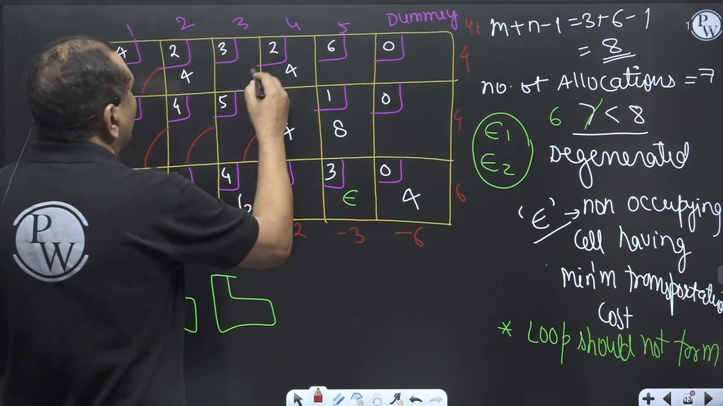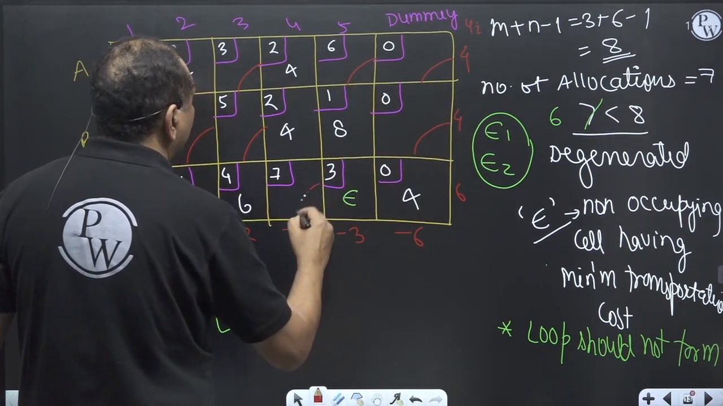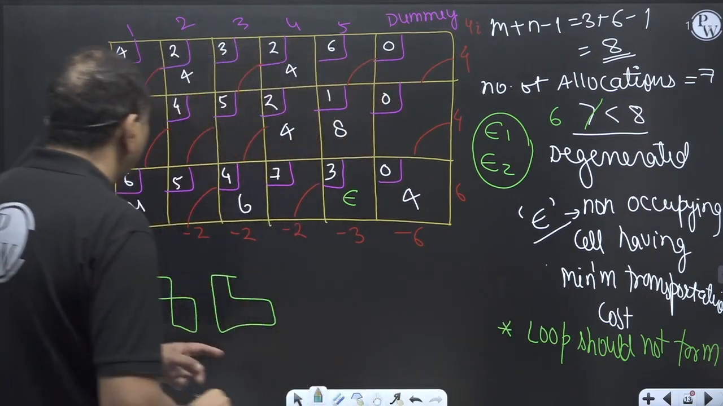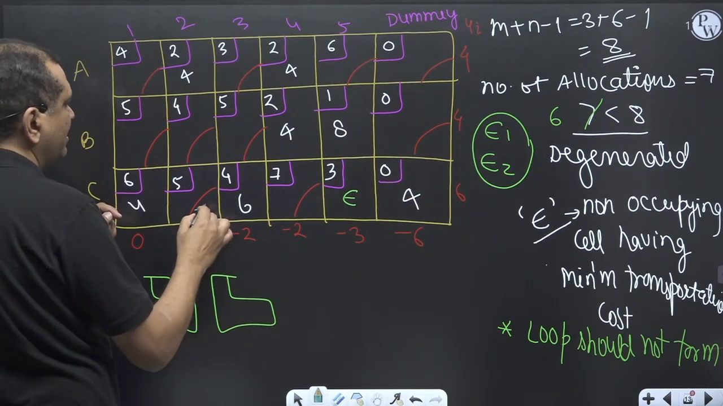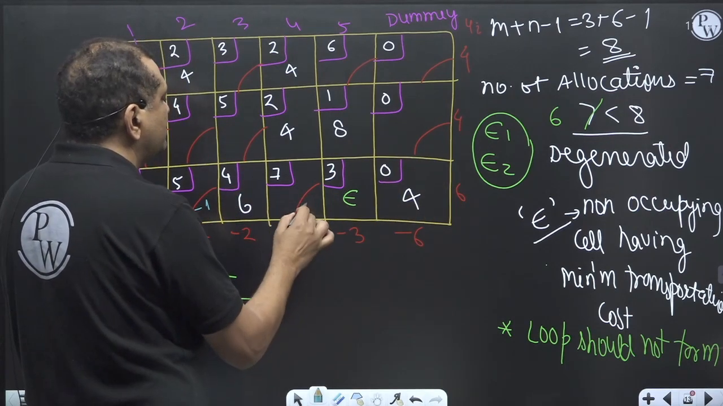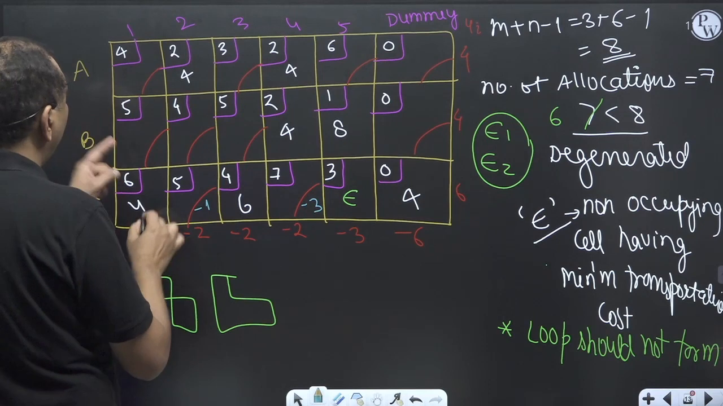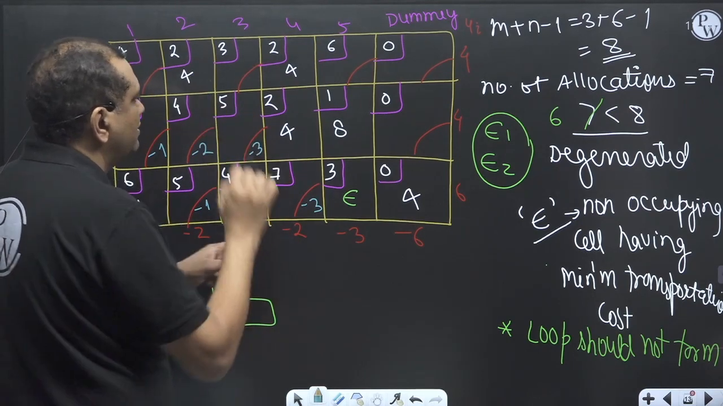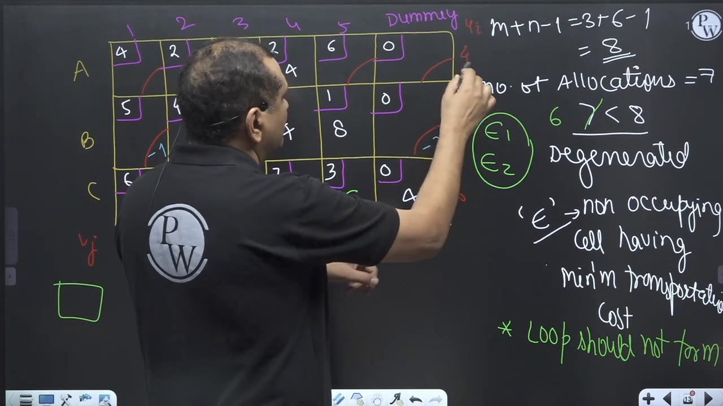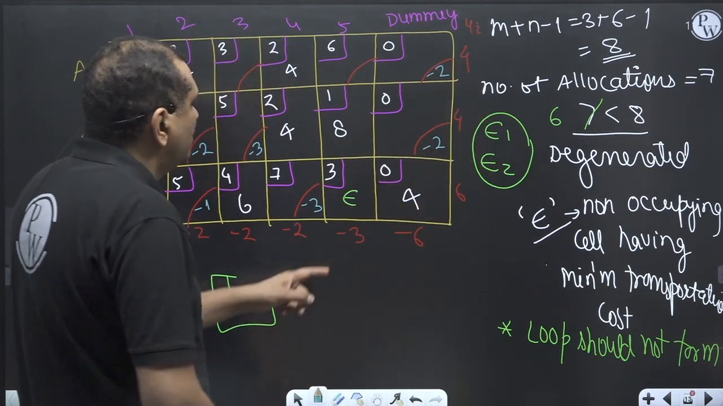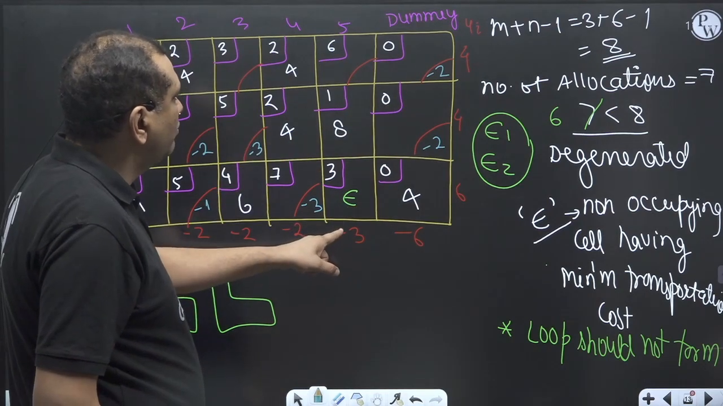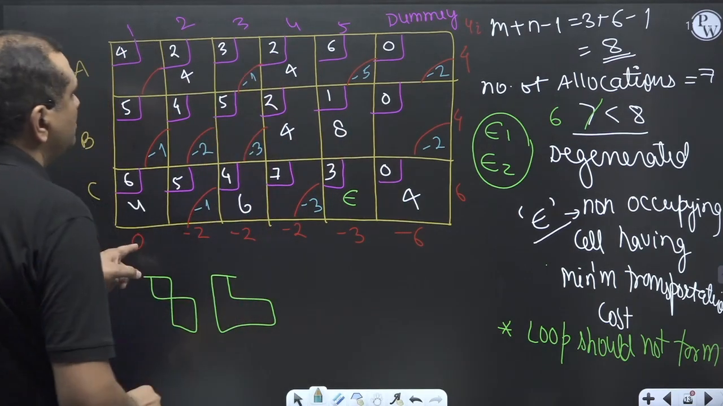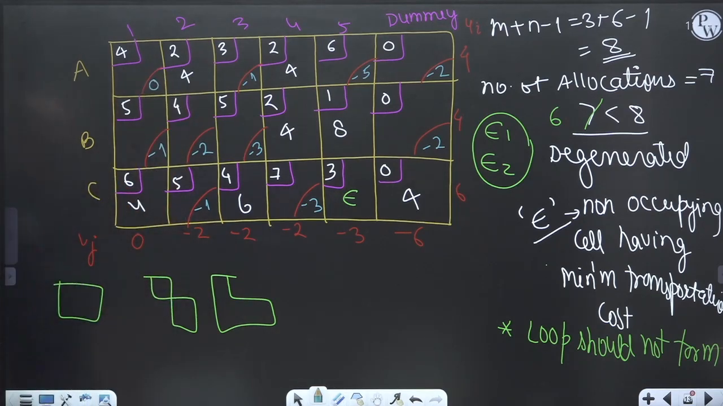So now calculate water values of the non-occupying cells. 6 minus 2, 4 is minus 1. 4 minus 7 is minus 3. 4 minus 5 is minus 1. 2 minus 4 is minus 2. 2 minus 5 is minus 3. Minus 2. Minus 2, correct, na? 1 minus 6 is minus 5. 2 minus 3 is minus 1. 0 plus 4 is 0. Correct?